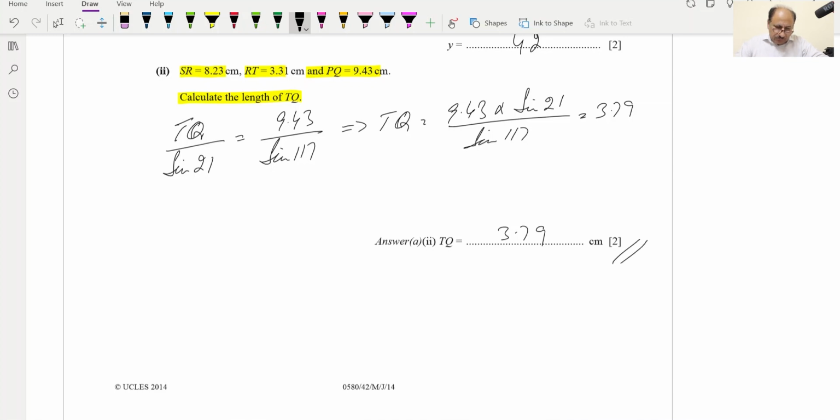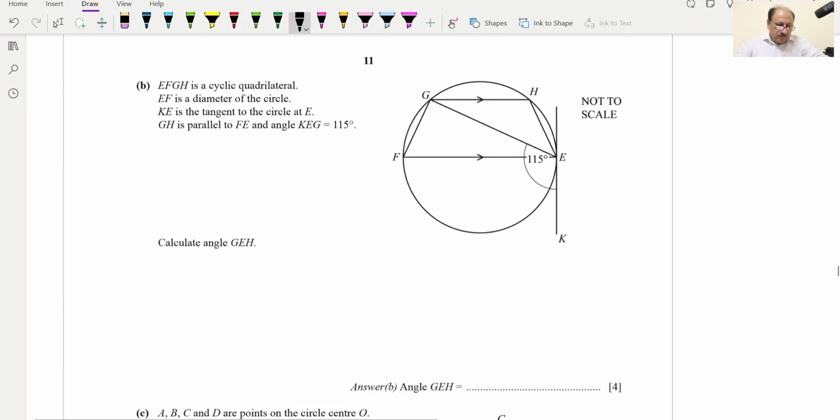2 marks part, which we are done. Now this is B part. For B part they have provided a drawing which is not to scale. EFGH is a cyclic quadrilateral. EF is diameter. This is EF, which is diameter.